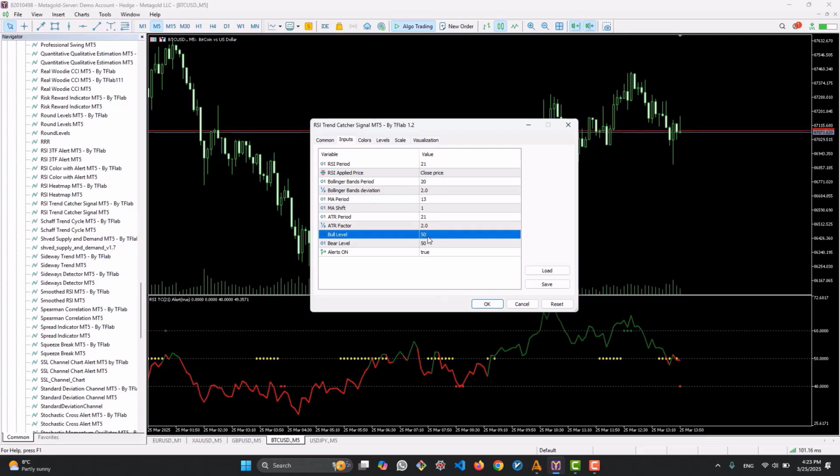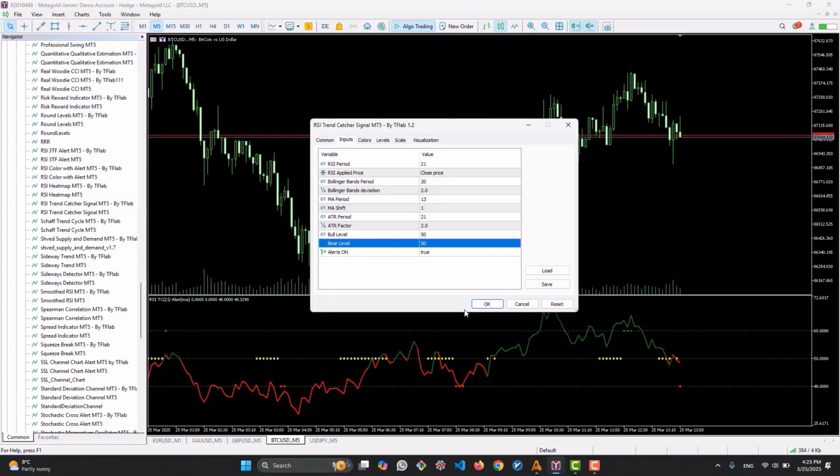The next option allows us to specify the buy level and sell level on the chart here. When both are the same, like here where both are 50, we have this situation. But if, for example, we set the buy level to 60 and the sell level to 40, the area between 40 and 60 is identified as a neutral zone.